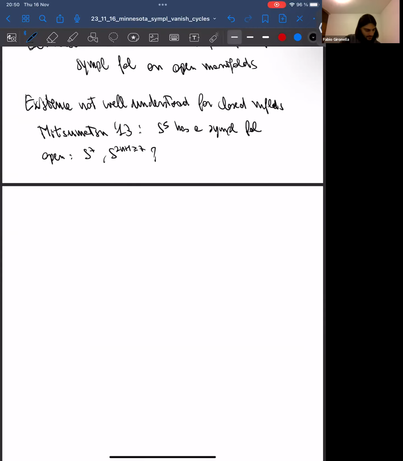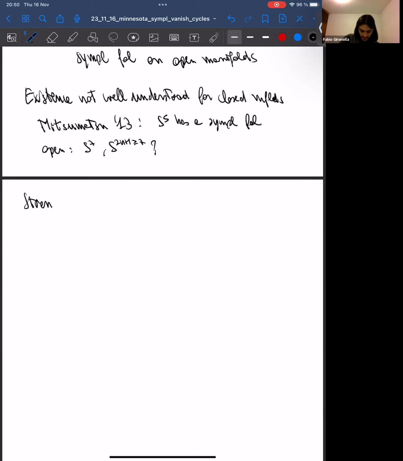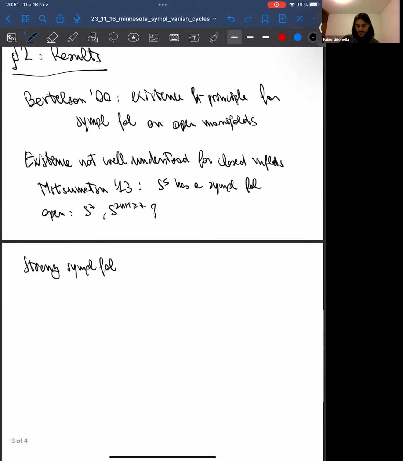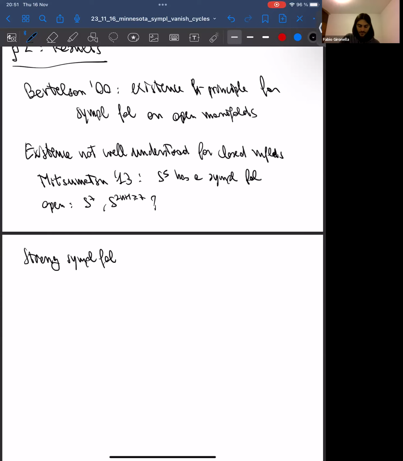Yes, and so now what I wanted to say is that for strong symplectic foliations, some of the constructions that we have for symplectic foliations give strong symplectic foliations. So we have a non-empty class here as well, but it's not clear to what extent we can find h-principles for this, or if they exist on every manifold. For instance, this symplectic foliation on S5 is not strong, and it's an open problem whether S5 admits a strong symplectic foliation.